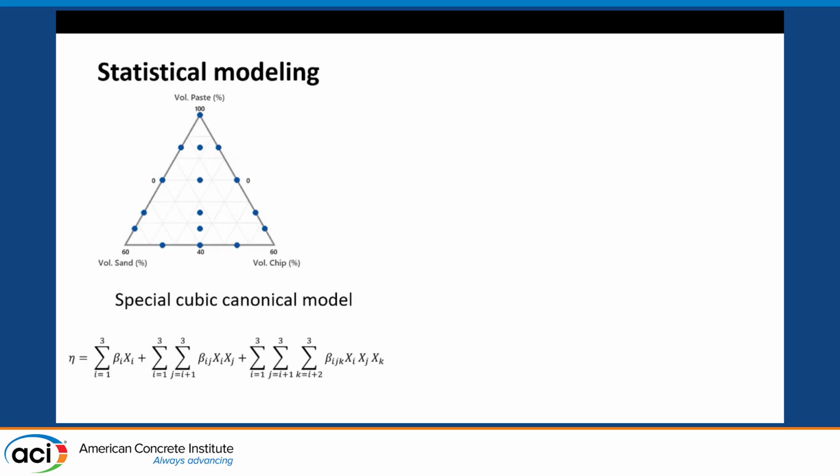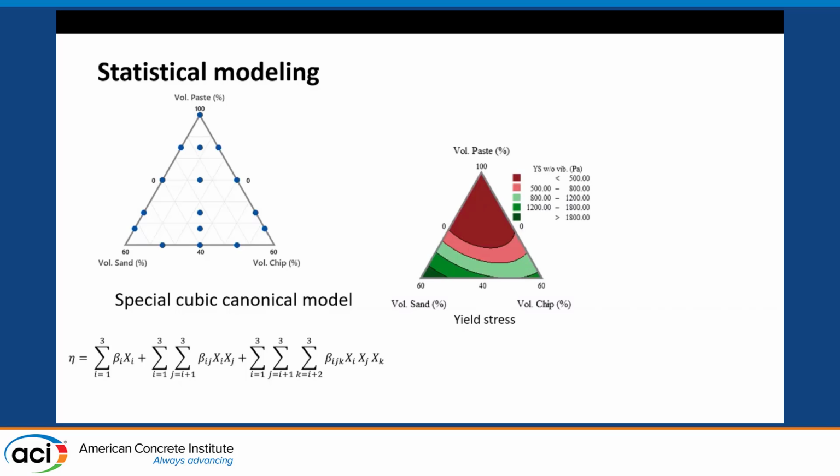Right? So now bringing all of this together in a ternary plot, my volume of paste varied from 40 to 100%, sand and chip varied from 0 to 60%. I used a special cubic canonical model to model the space. And this is what it looks like, right? Red is a lower number, darker the green is a higher number basically. So when you don't have a lot of aggregates, your yield stress is really low. And then you also see this minima that I was speaking about, right? Based on what your packing is, it can change.